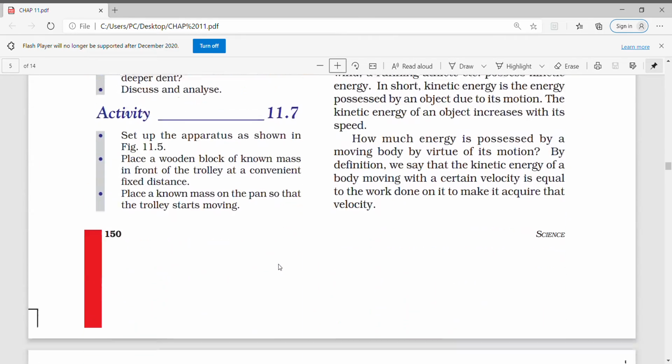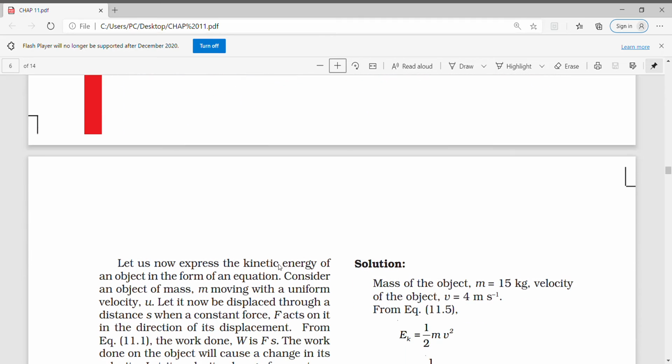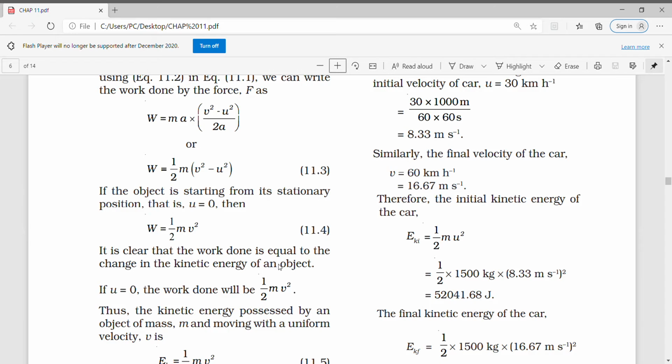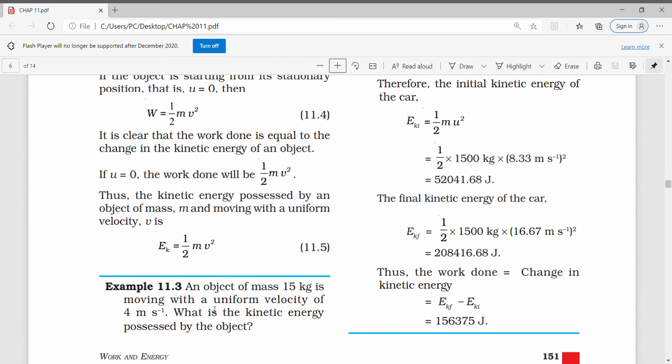So let's see where that example is. Yes, here it is. Example 11.3. The question is, there is an object of mass 15 kilogram and it is moving with a uniform velocity of 4 meter per second, and you have to calculate the kinetic energy possessed by the object.